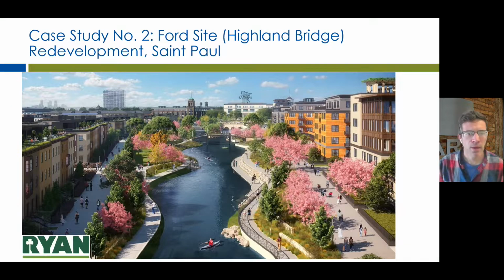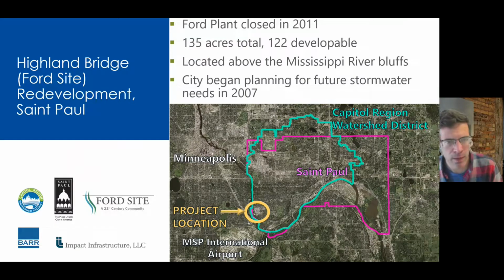The second case study is across the river in St. Paul, and is a larger site. It's what used to be called the Ford site and now is called the Highland Bridge redevelopment. This is an artist rendering of what the site will look like when it's fully built out. The stormwater infrastructure is all in place, and the buildings are now just being constructed. But given it's 122 acres of redevelopment, it'll take a number of years before the site looks like that rendering.